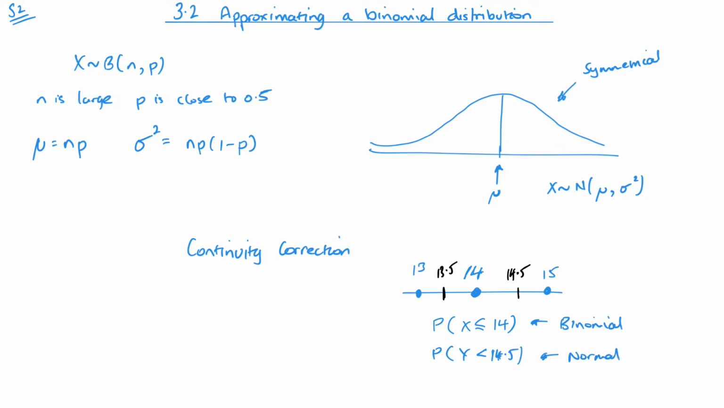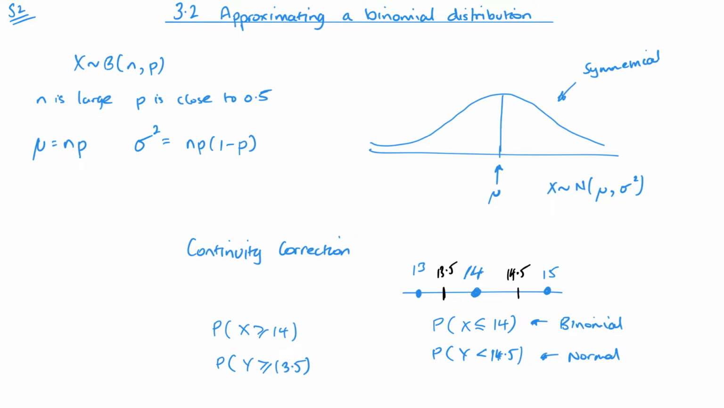And equally, if I was looking at something that was greater than, so if we do x is greater than or equal to 14, then in terms of the normal, that would be greater than or equal to 13.5, wouldn't it? Because everything below here would round to this one, and because we're going in this direction, we need to include this as essentially the smallest possible value that will still round to 14. And that is essentially what we're doing with this continuity correction.